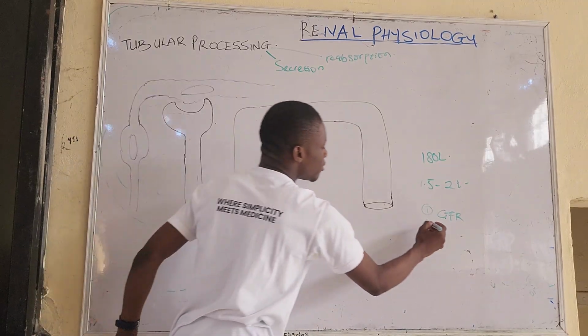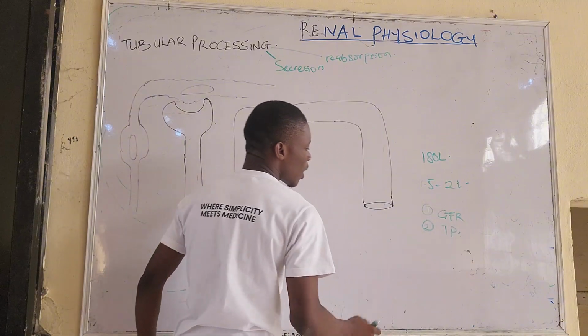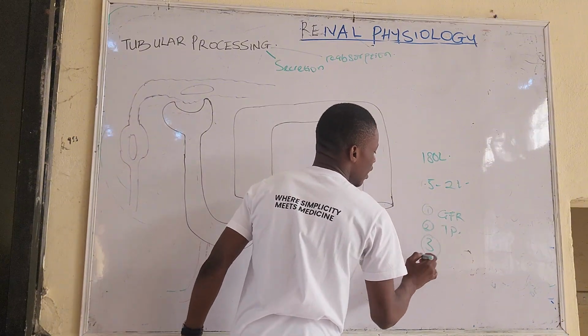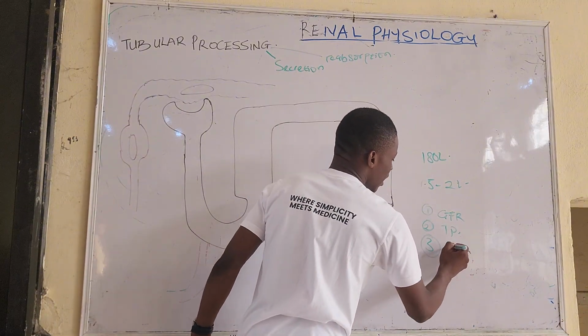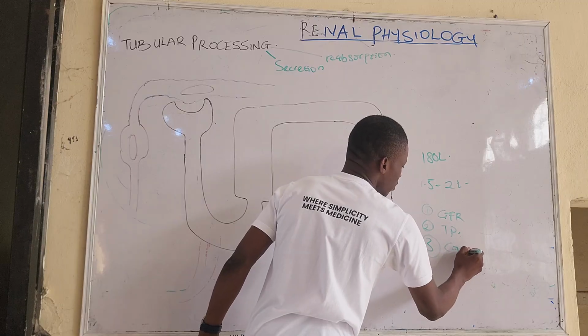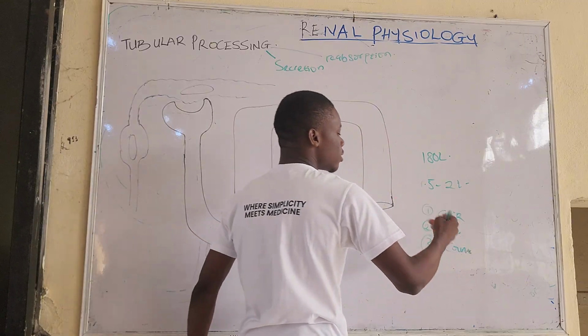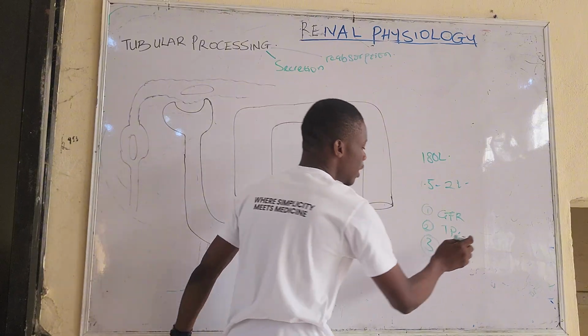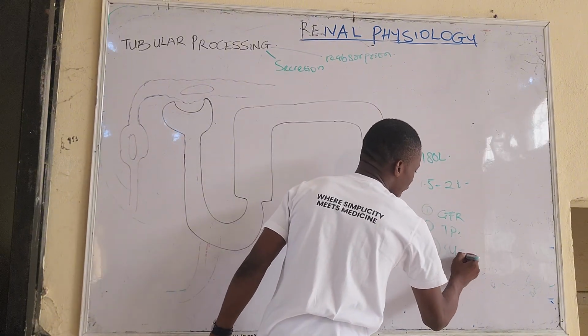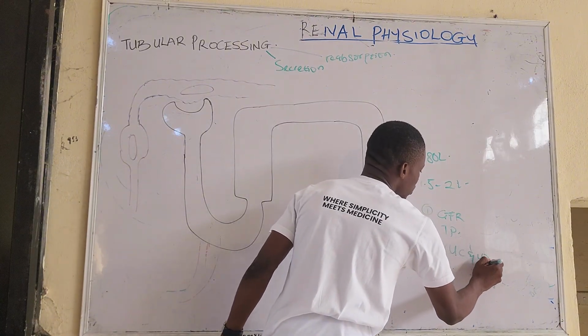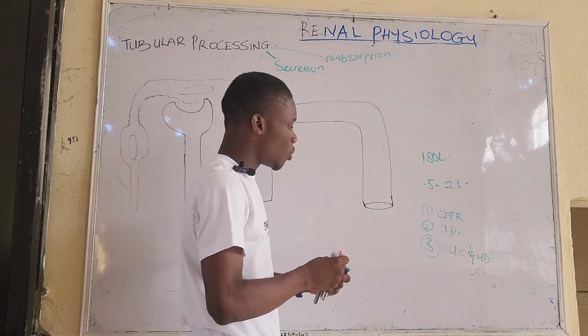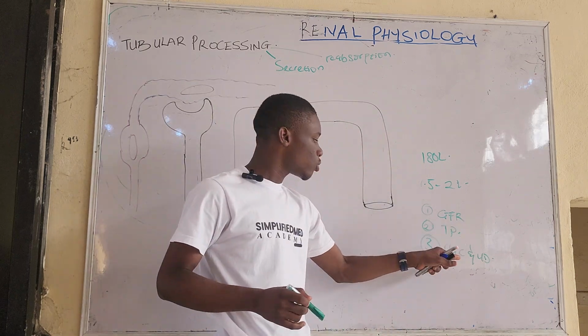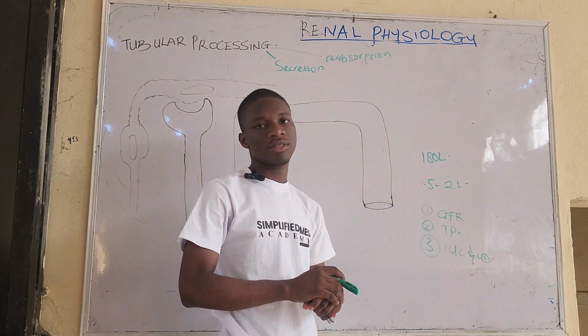Tubular processing, TP. While step three is the countercurrent mechanism and ADH action. You can also call it the mechanism of urine concentration and dilution. Let's put it as UC and UD. This is how urine is formed. Last week, we looked at GFR. So this week, we'll be looking at tubular processing. Is it clear?